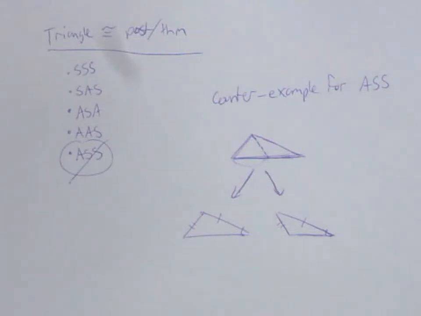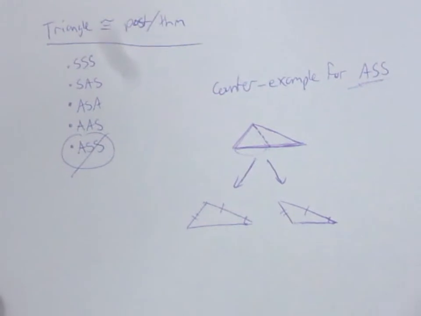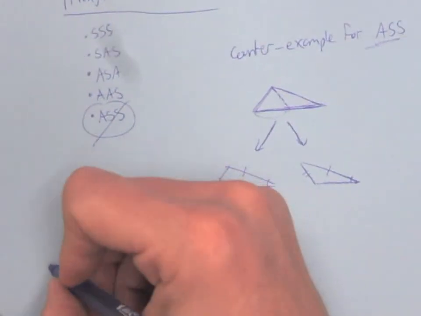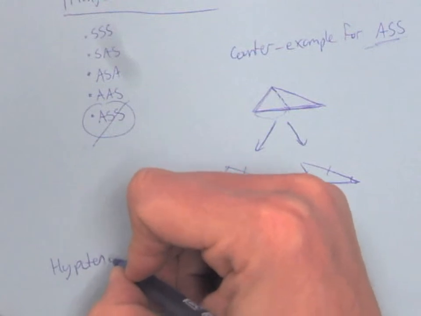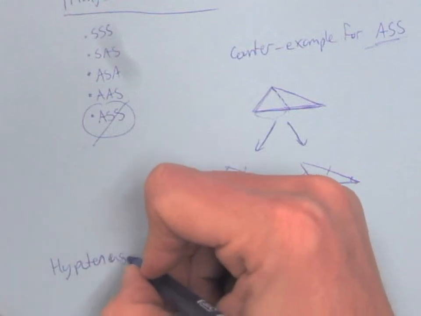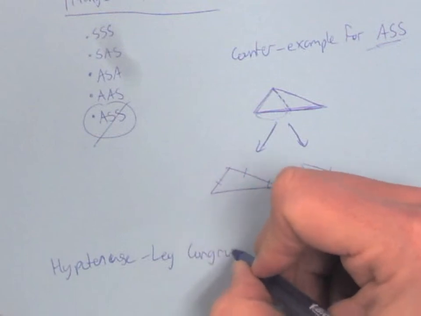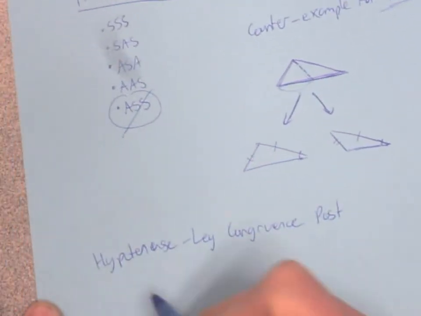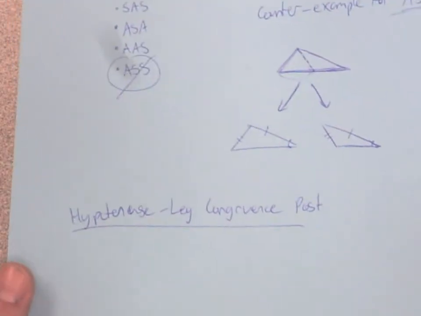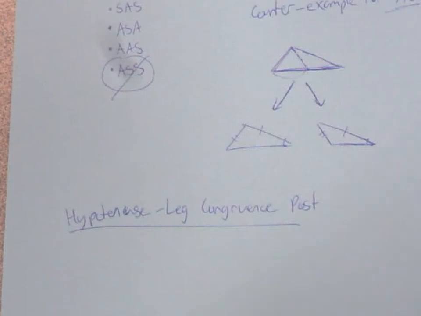Okay, now there is something that you can use that's kind of similar to this that we haven't talked about before. Okay, and that's called the hypotenuse leg congruence postulate. Okay. Now, if you think about hypotenuse, leg, when you hear those words, you start thinking right triangle, because not every triangle has a hypotenuse, just right triangles do.